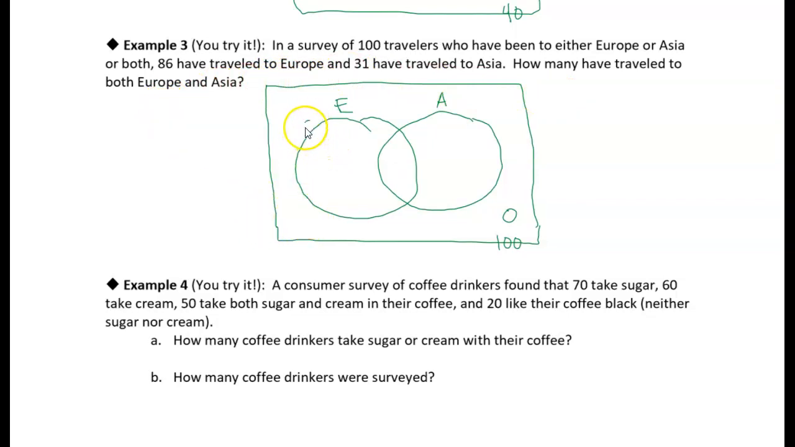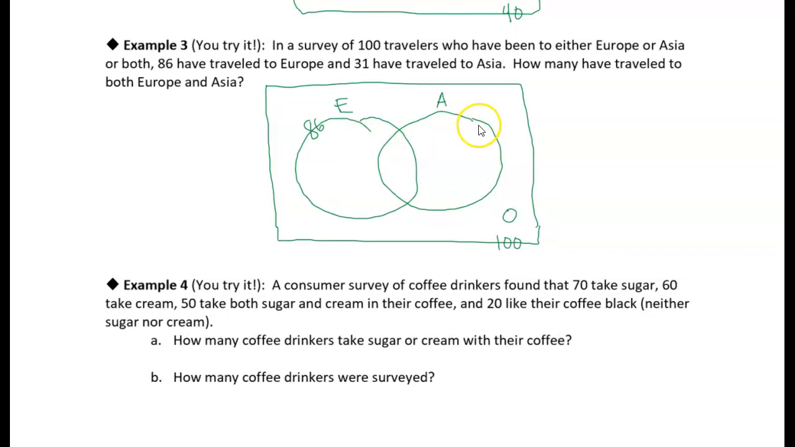All right, so let's take the rest of the information. 86 have been to Europe. So I'm going to write 86 on the line, because I don't know. Some of those European travelers may have also been to Asia. So I don't really know how to divide it up between the regions yet. So I'm just going to write it on the line.